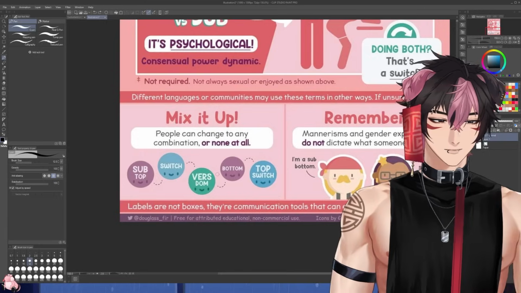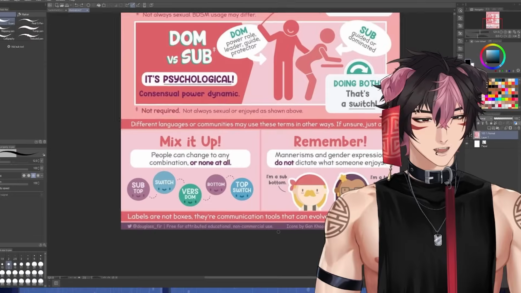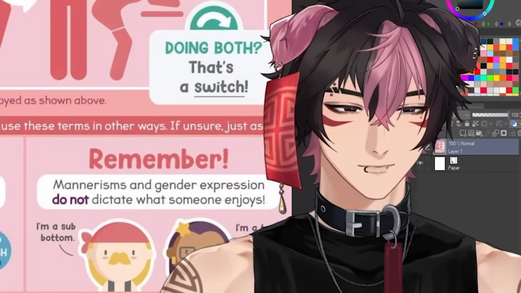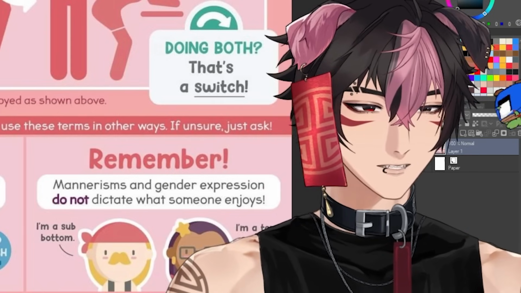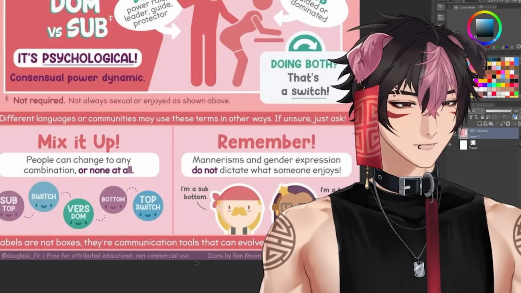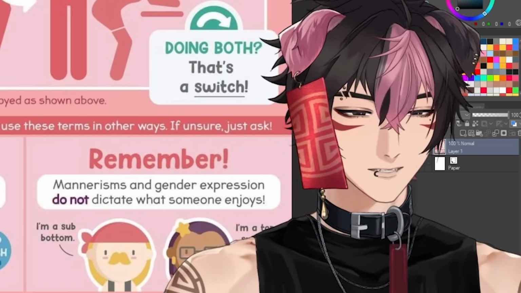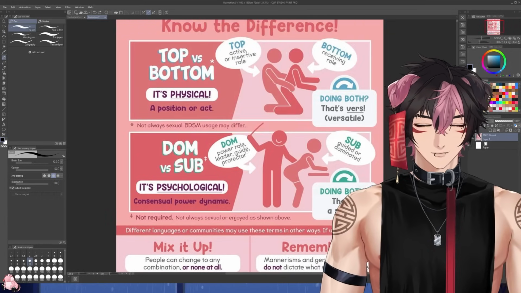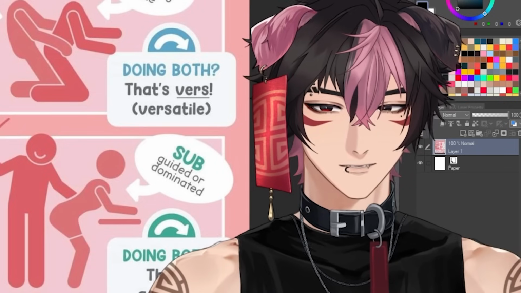Let's talk about verse dom. Verse is you like to take it and give it. You like to put your fella in someone and you like someone else to put their fella in you. But in both cases, you are still the dominant one. So even though you like to put your fella in someone and have someone put their fella in you, you are still dominant in both cases. You like to be dominant. Do we get it? An easier way to remember it is with top and bottom, think of it as physical, and with dom and sub, think of it as psychological.